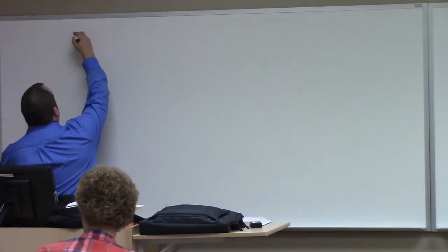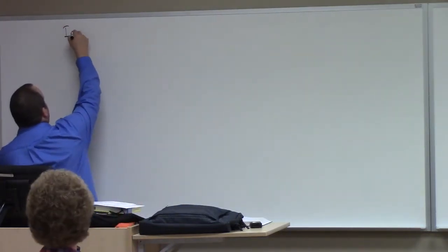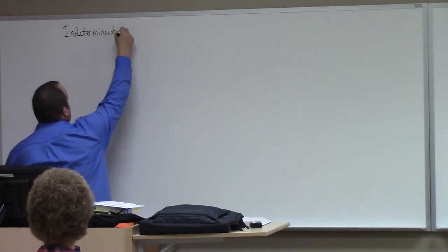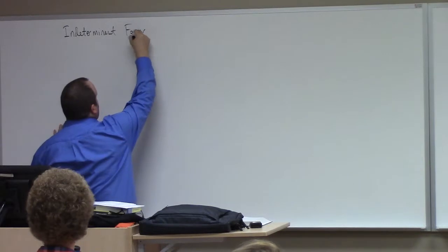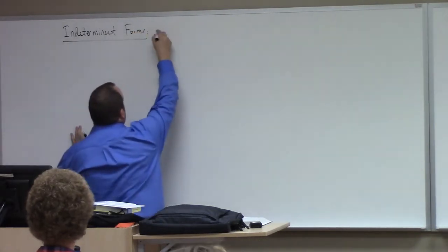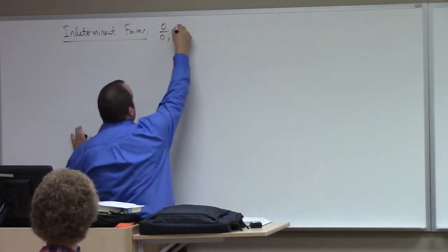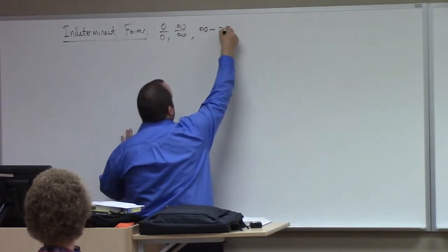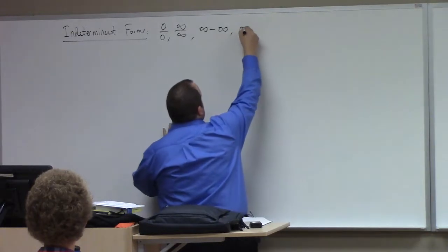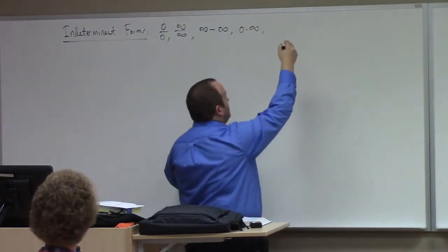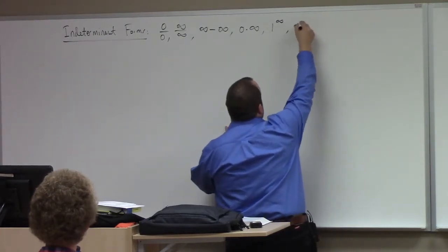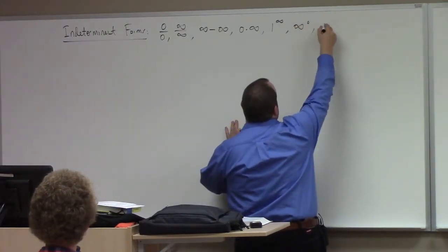And so we figured out that there were indeterminate forms, right? And so indeterminate forms, what were they? 0 over 0. Yeah, 0 over 0. Infinity over infinity. Infinity minus infinity. Oh, 0 times infinity. You guys told me? 1 to the infinity. Infinity to 0. And 0 to 0.